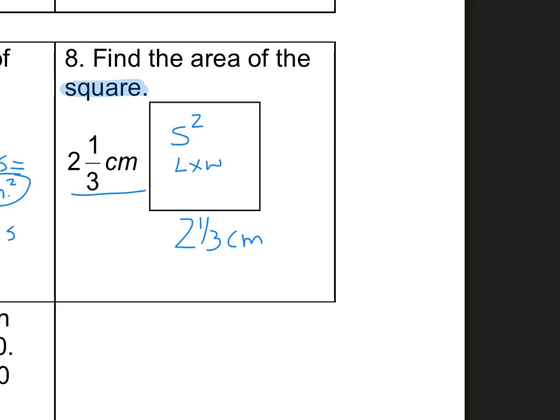So I am, however, going to make it improper. So we're going to do 3 times 2, which is 6, plus the 1. So 2 1/3 is the same as 7 thirds. We're going to do 7 thirds times 7 thirds. And now we're just going to say we have 49, because remember you just multiply straight across, ninths. Now we're going to simplify.